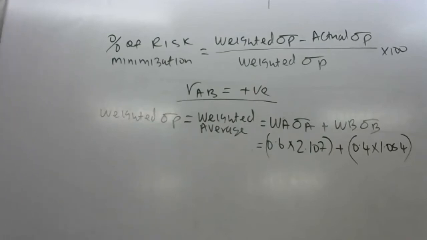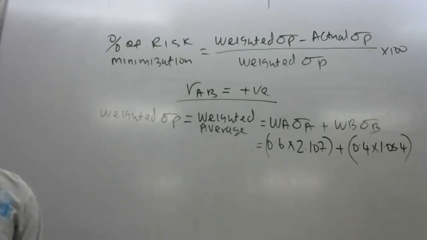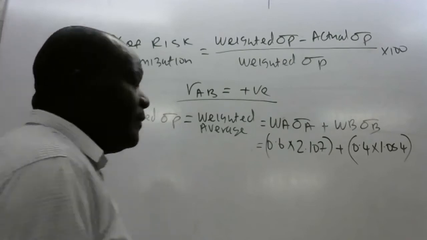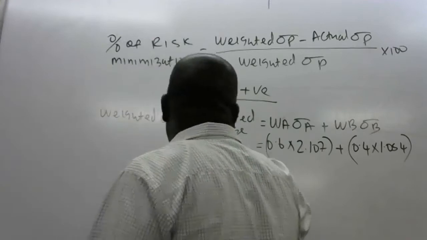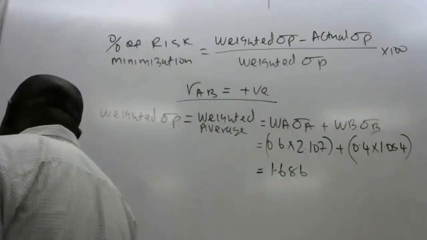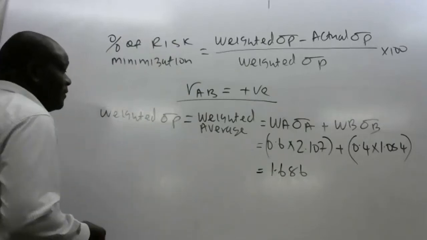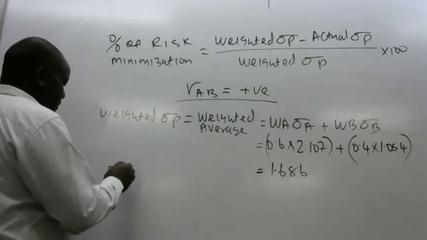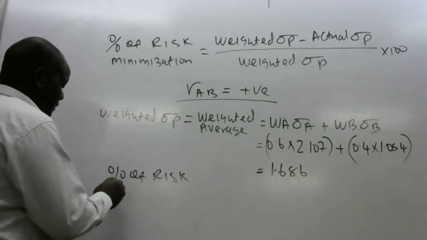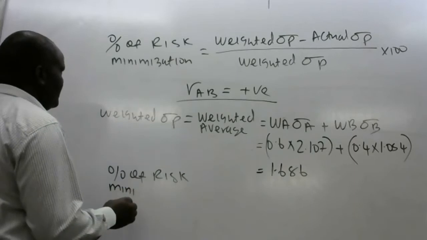Just confirm which figure it is giving us. You will still be getting the figure of 1.686. So now out of that, we can come up with the percentage of the risk minimization.